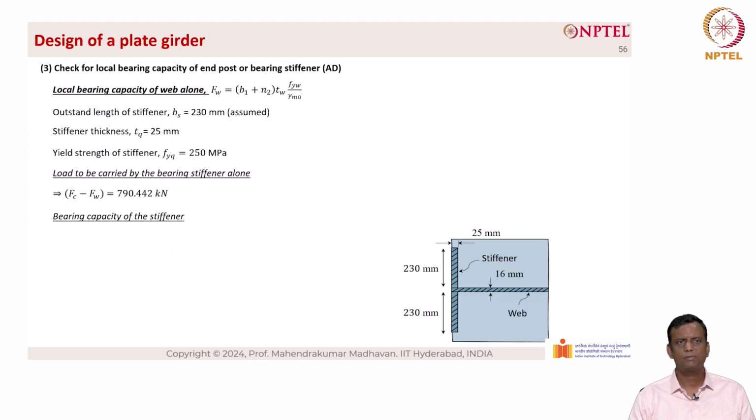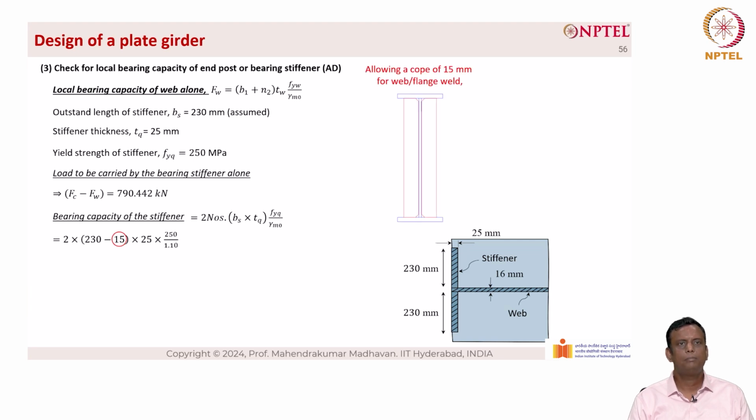Now the bearing capacity of the stiffener is two numbers into BS into TQ into FYQ divided by gamma m naught. Basically area into stress into 2. Basically 2 refers to two numbers of stiffeners on either side of the web. Now this is given as 2 into (230 minus 15) into 25 into 250 divided by 1.1. Now what is this 15? Why are we reducing the width of the stiffener by 15 mm?